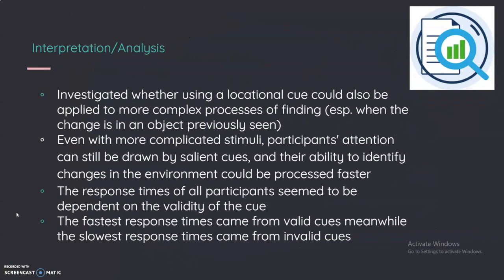Now, when it came to analyzing the data, our results were pretty clear. As we investigated locational cues and their effects on finding changes in an object that has been previously seen, it was very evident that our participants still had their attention drawn and their ability to identify distinctional environmental changes also quickened. These results were all dependent on the cue's validity. Our participants' quickest response times came from valid cues, and our participants' slowest response times came from invalid cues.